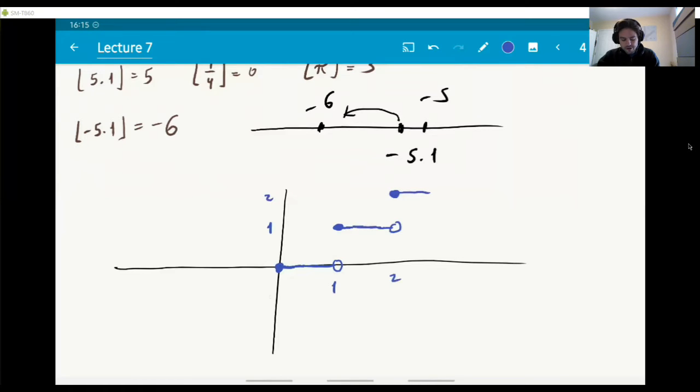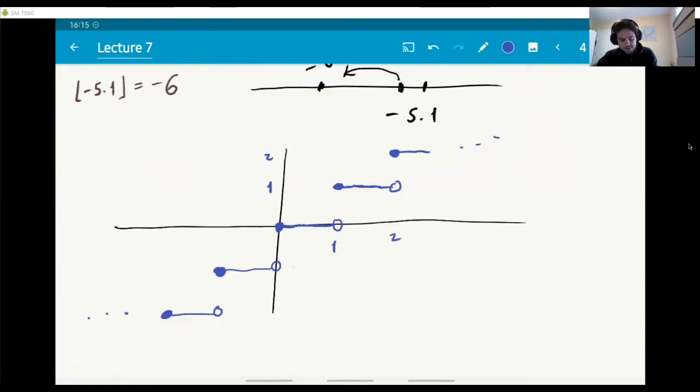So this function actually extends like this. It's a bunch of steps. Just keeps going like that. Minus 1, minus 2, minus 1, minus 2. That's the floor function. You can see from the graph that it has a lot of points of discontinuity, which are the integers.